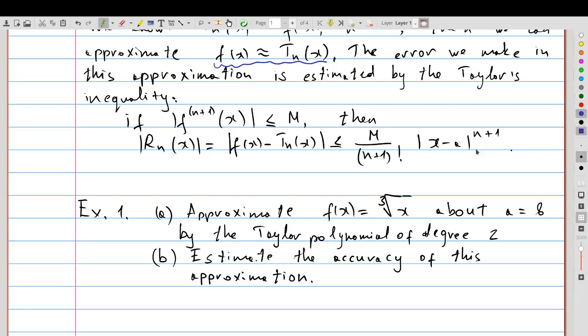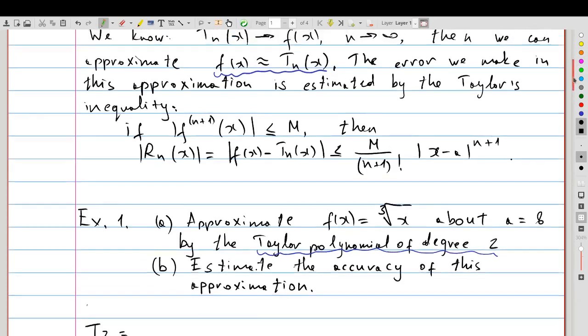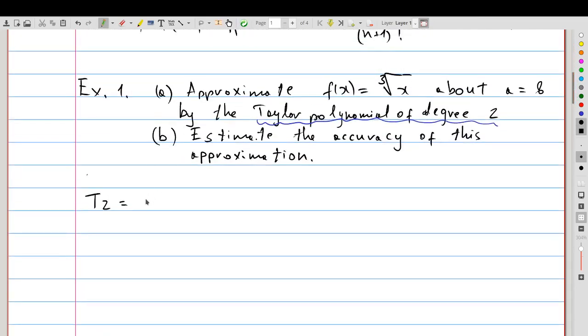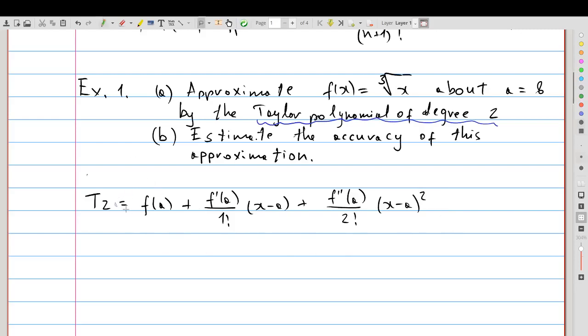So since our intention is to use the Taylor polynomial of degree 2, it means we need to recall the formula for t sub 2. Right, so the Taylor polynomial of degree 2. By the formula we have over here, with n equals 2, we have t sub 2 equals f at the point A, so this is the 0th term, plus f prime of A divided by 1 factorial times x minus A, plus f double prime at A over 2 factorial times x minus A squared. So this is a polynomial of degree 2, and so here we have it, t sub 2 of x.